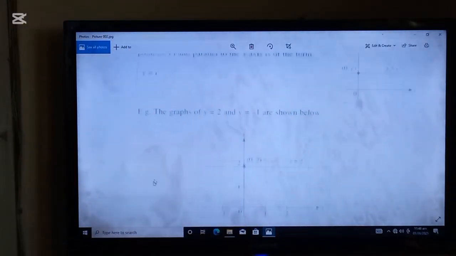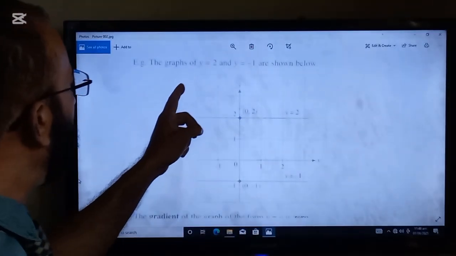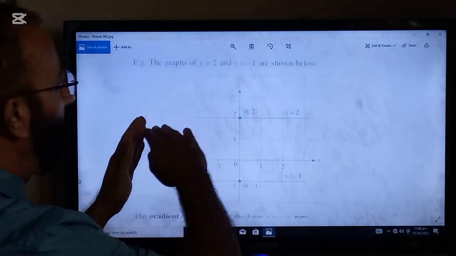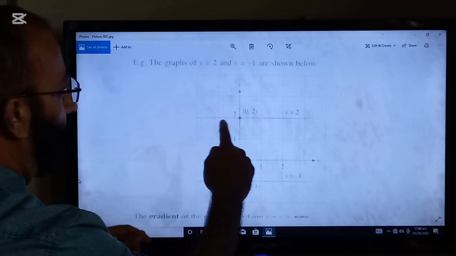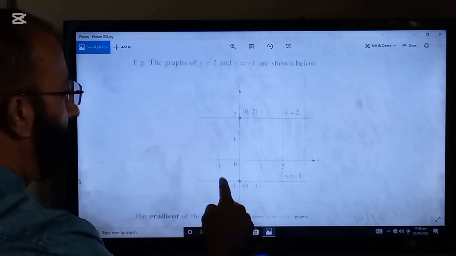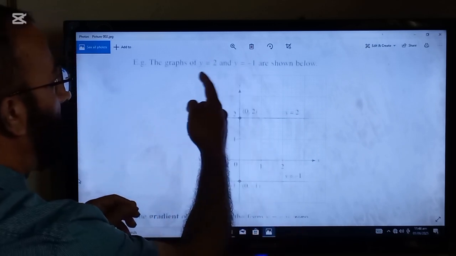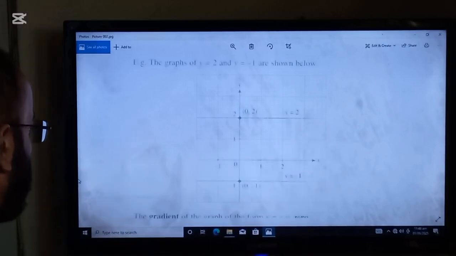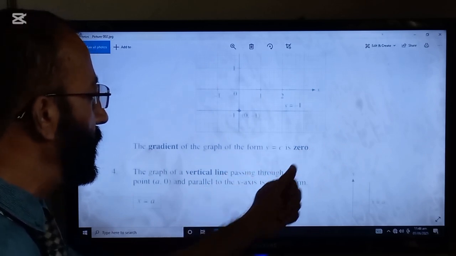And here is the example. The graphs of y = 2 and y = -1 are shown below. These will be horizontal lines parallel to the x-axis. y = 2 will pass through the point (0, 2), and the y = -1 graph will pass through the point (0, -1). So these kinds of graphs will be straight lines parallel to the x-axis. The gradient of the graph of the form y = c is 0.